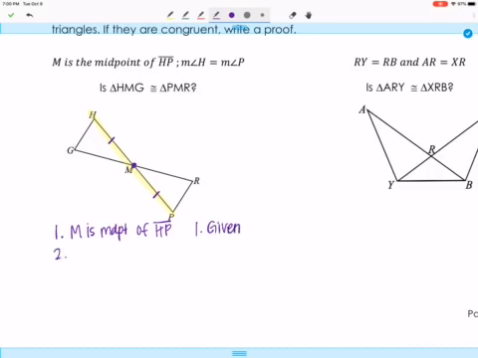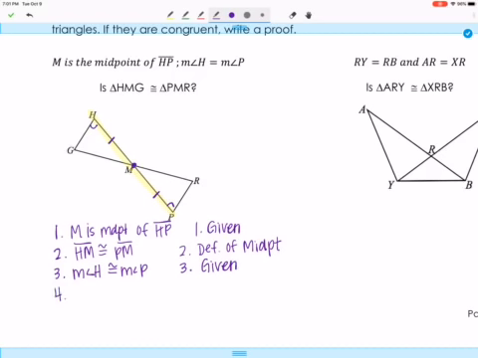Directly from that, I can now say that HM is the same size as PM because by definition, that is what a midpoint does. It splits a segment into two smaller and congruent segments. Remember, just like before, if I'm going to talk about something being a midpoint, my next statement should talk about what happens because of the definition of a midpoint. All right. Thirdly, I can talk about the other information that's given. Angle H and angle P are congruent. So the measure of angle H is the same as the measure of angle P. That was given.